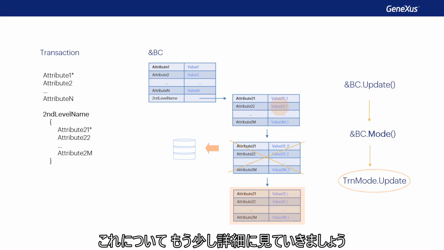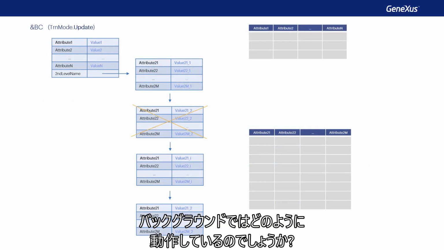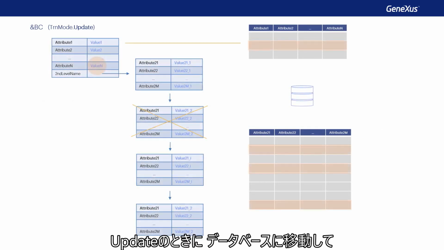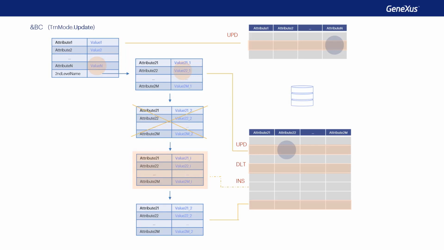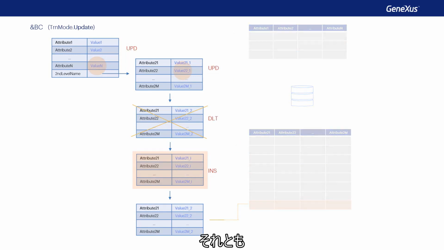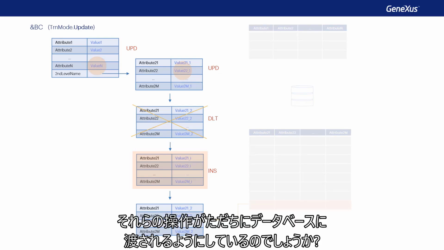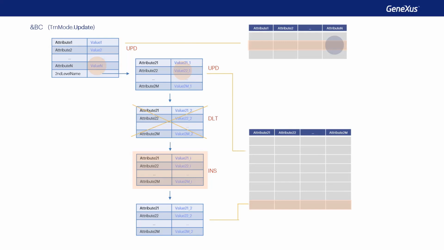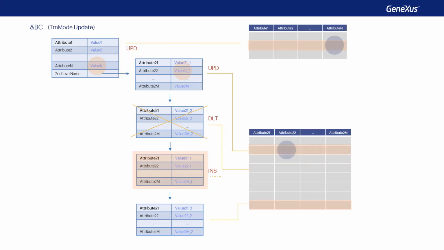We'll go into a bit more detail here. How does it really work in the background? Does it go to the database looking for differences between the existing records and the data contained in the BC at the time of the update? Or is everything that was performed on the BC kept in memory so that these operations are now passed on to the database? All without checking exactly the consistency between memory and database?